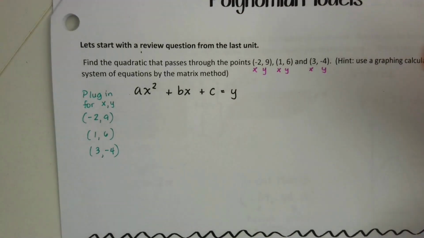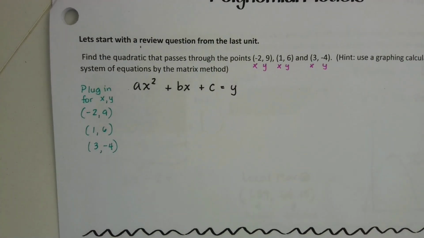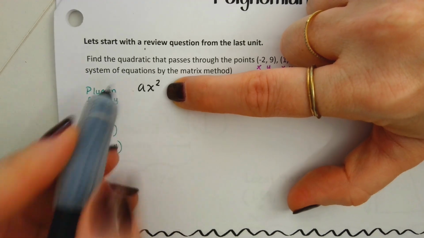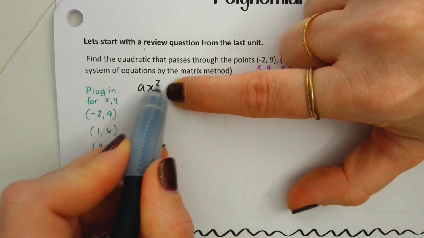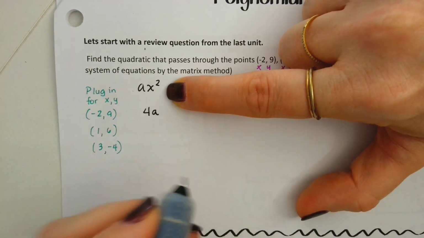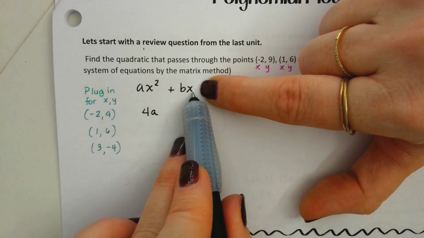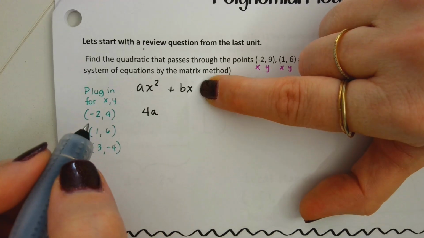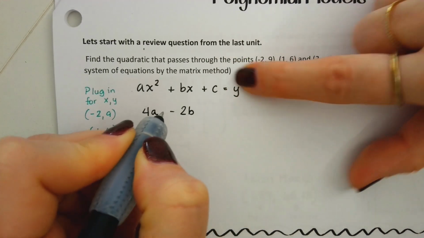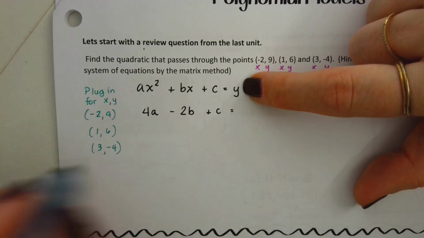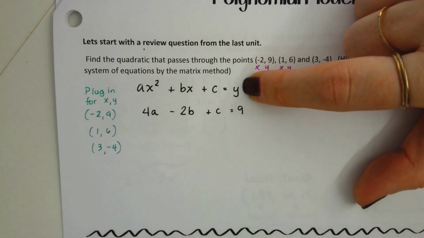Now the tricky thing about this, the only thing that usually tricks people, is remember you're plugging the first number in for X, not for A or B or C. So if I take -2 and plug it in right here, what would be -2 squared? 4. And then times A would be 4A. On this one, B times -2 would be written as minus 2B. And this last one doesn't have an X to plug in, so just write C. And then what am I going to put where the Y is? 9. Okay, did the first one.